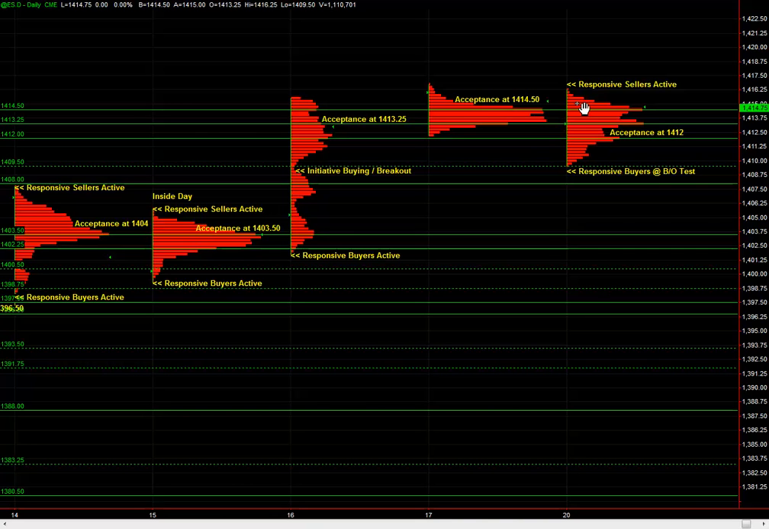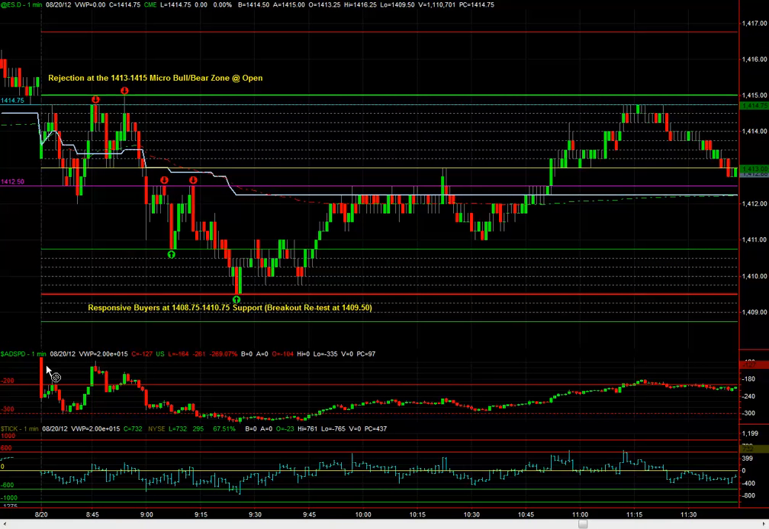So overall, we basically pulled back, retested Thursday's breakout level, 09.5 to the tick, got responsive buyers active over there, and then we rotated back up. Built acceptance at 1412, another narrow range day, but basically this was a successful test of Thursday's breakout. Now let's jump into some trade setups.